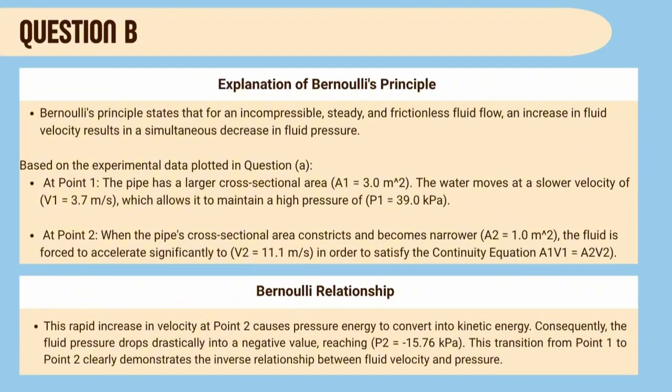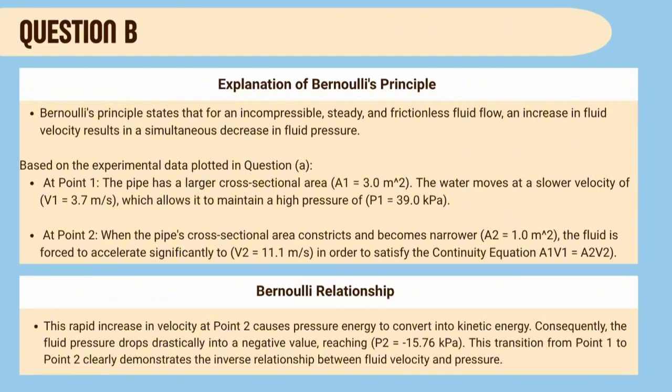So based on the experimental data plotted in question 1A, at point 1, the pipe has a larger cross-section area, A1 is 3.0 square meters. The water moves at a low velocity, V1 3.7 meters per second, which allows it to maintain a high pressure of P1 39 kilopascal. At point 2, when the pipe cross-section area constricts and becomes an area A2 of 1.0 square meter, the fluid is forced to accelerate significantly to V2 11.1 meters per second in order to satisfy the continuity equation A1 V1 equals A2 V2.